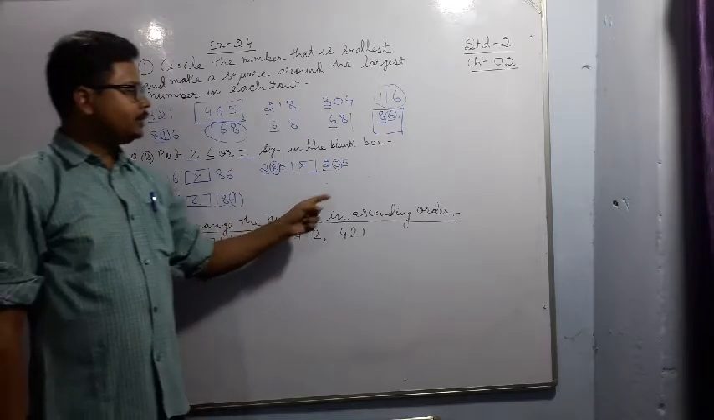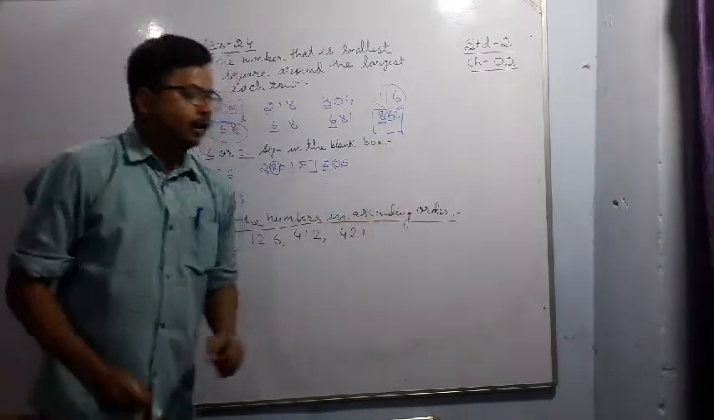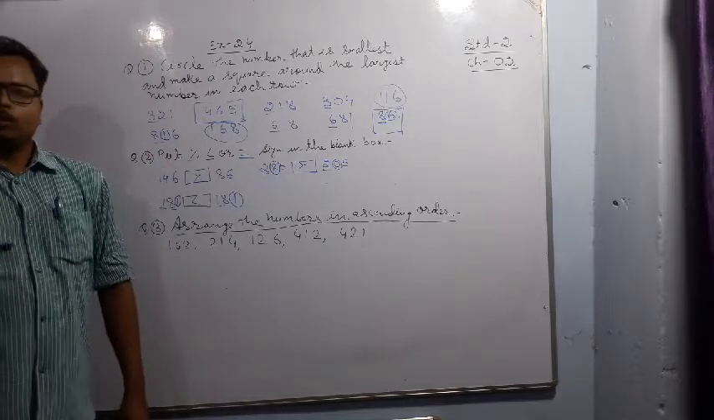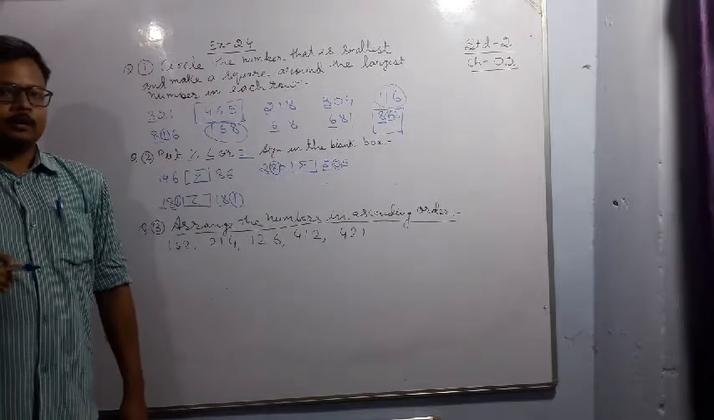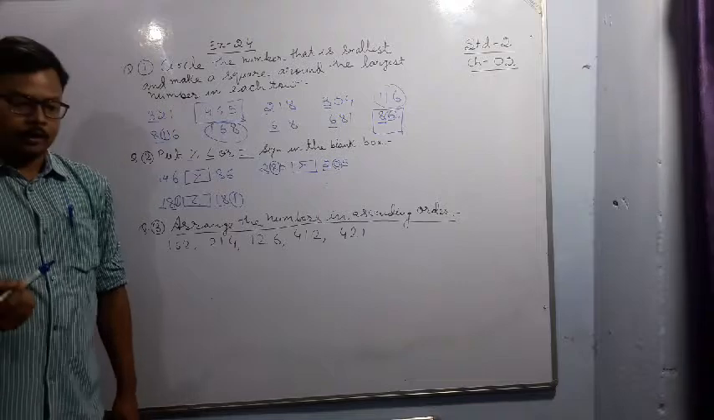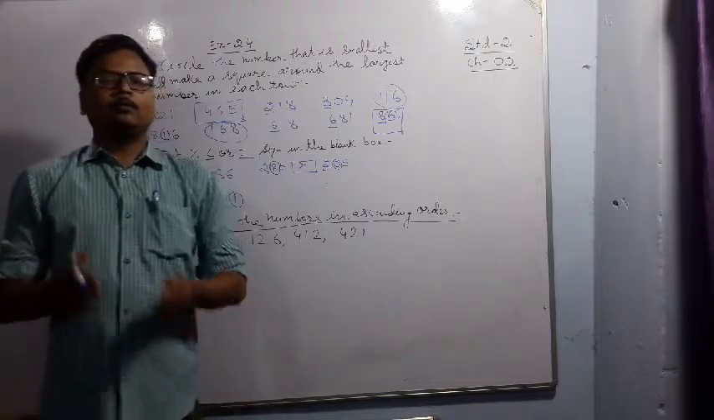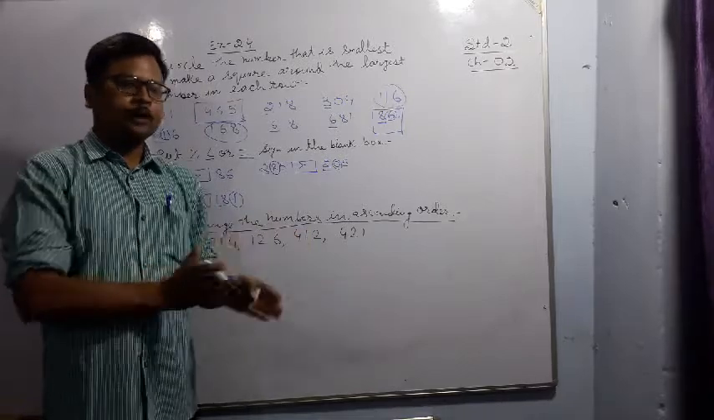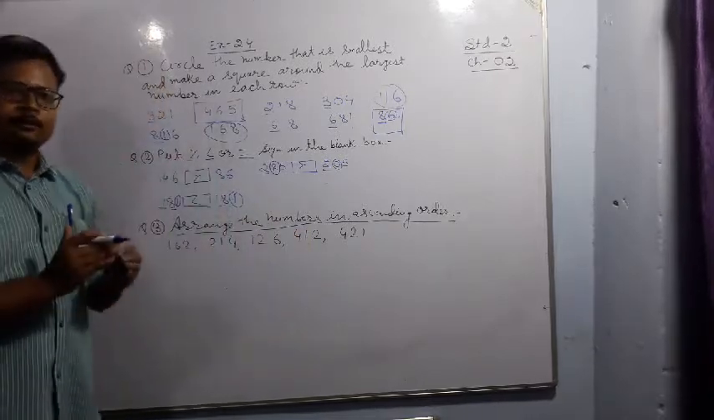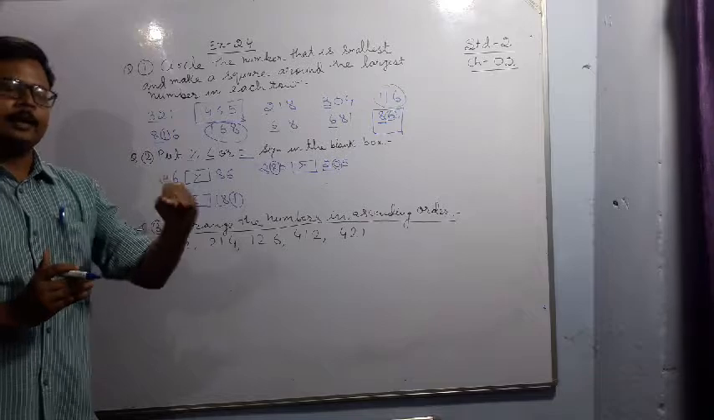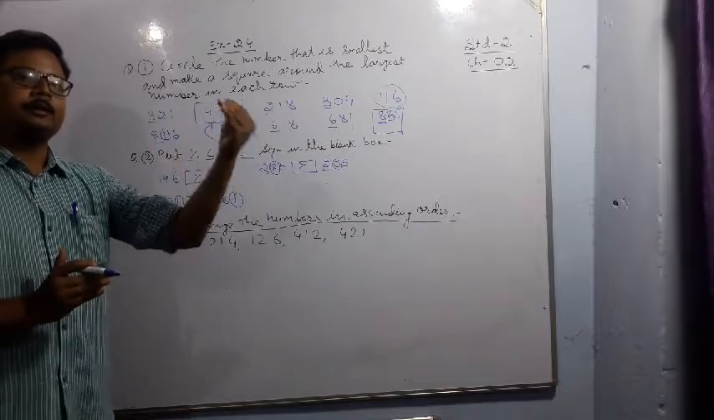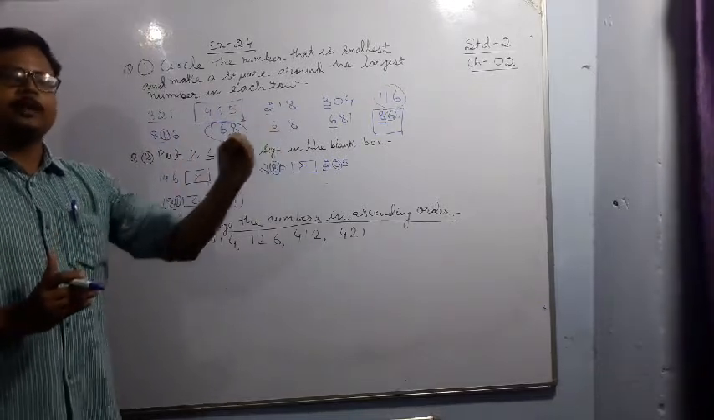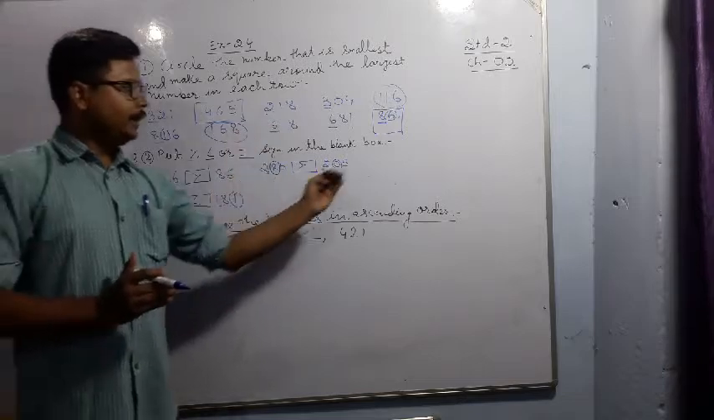Arrange the numbers in ascending order. So first of all, we should know what is ascending order. What is the meaning of ascending order? The ascending order means from smaller to greater. Okay. So we have to find the smallest number first, then greater than that number, then greater than that number, and then greater than that number. In this way we have to solve ascending order.